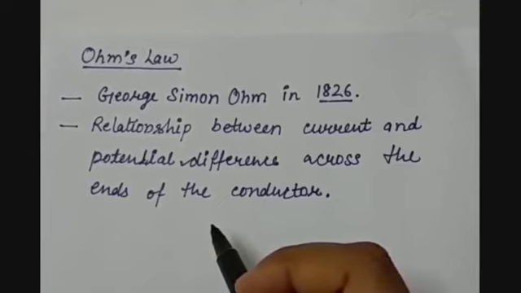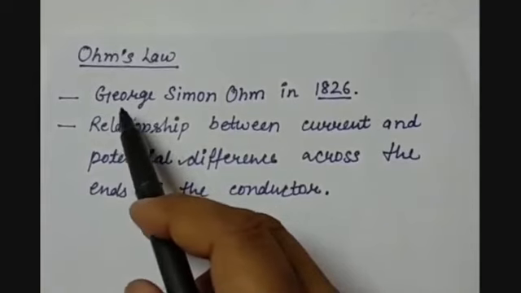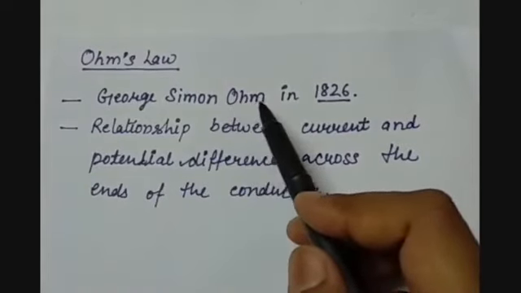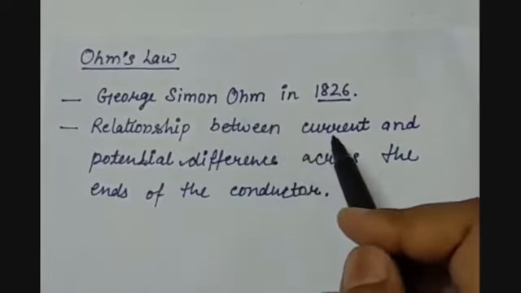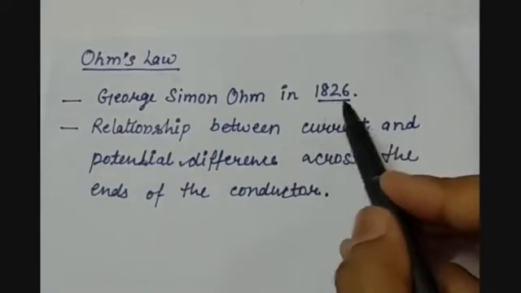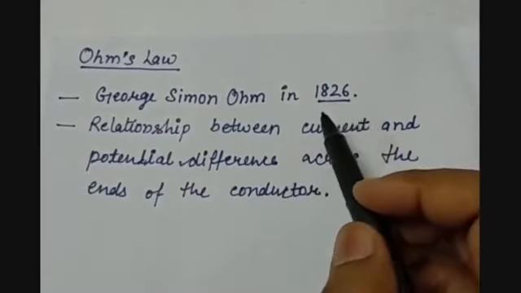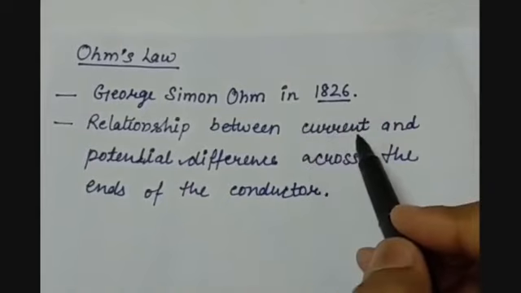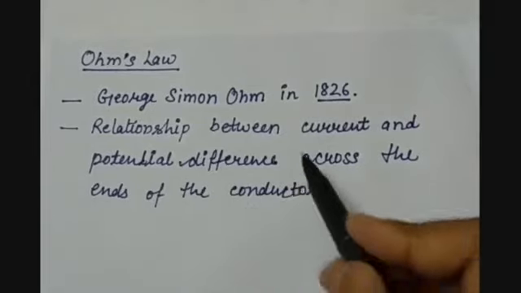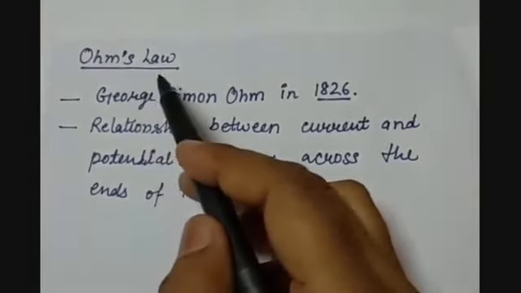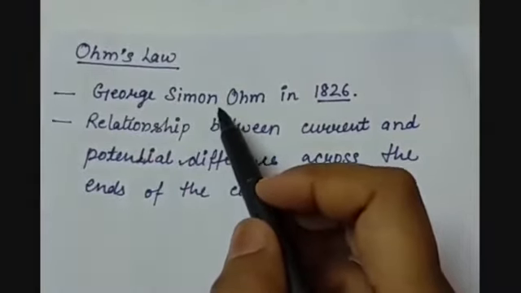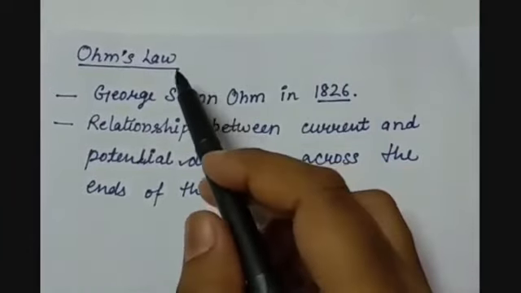applied. So one of the scientists, George Simon Ohm, a German physicist, studied the relation between the current and the potential difference across the ends of the conductor in 1826, and he gave a law. He gave a relation between the current flowing in the circuit and the potential difference applied across the ends of the conductor, and this relationship is known as Ohm's law. Why Ohm's law? Because George Simon Ohm has given the law. That is why this law is given on his name.